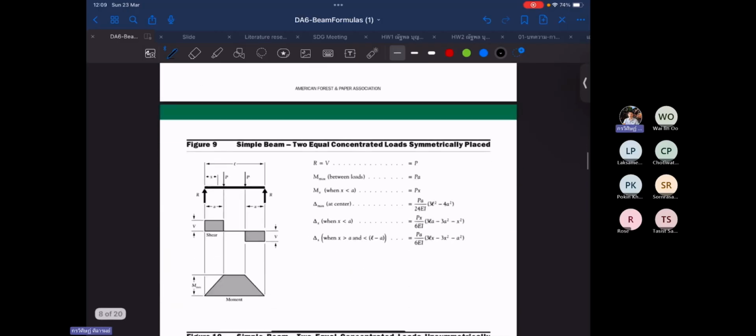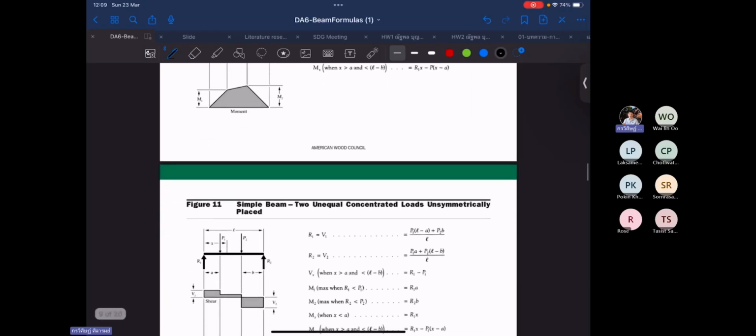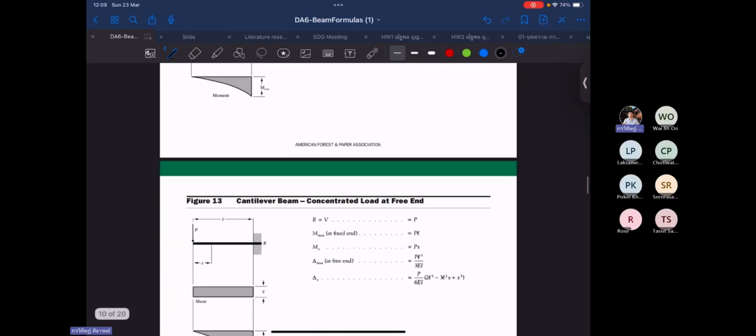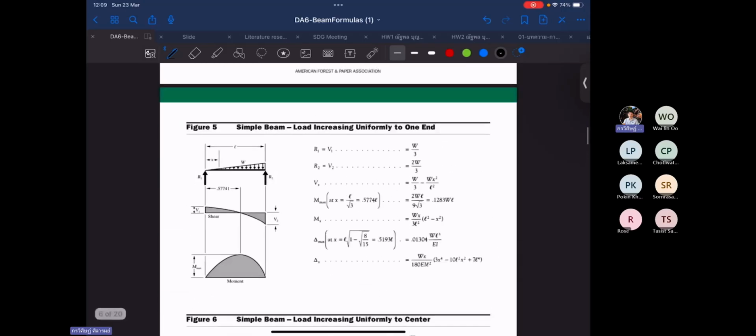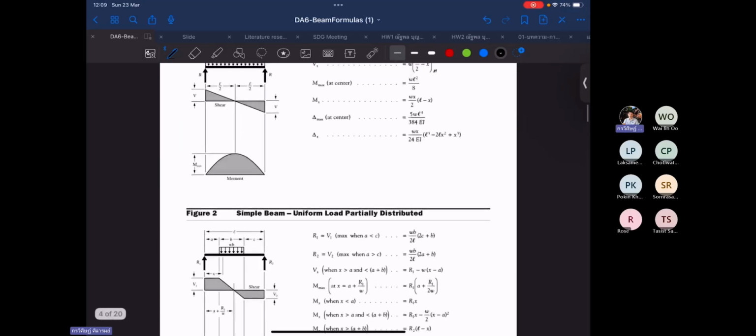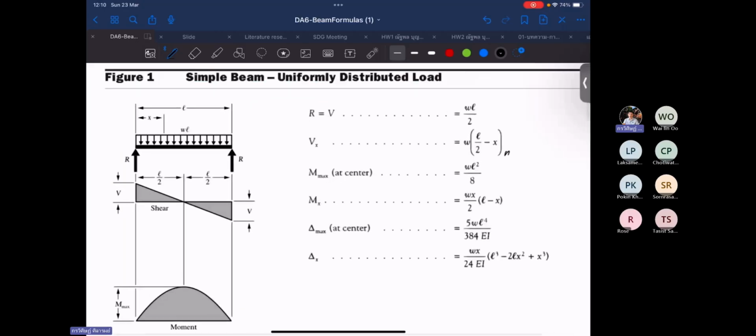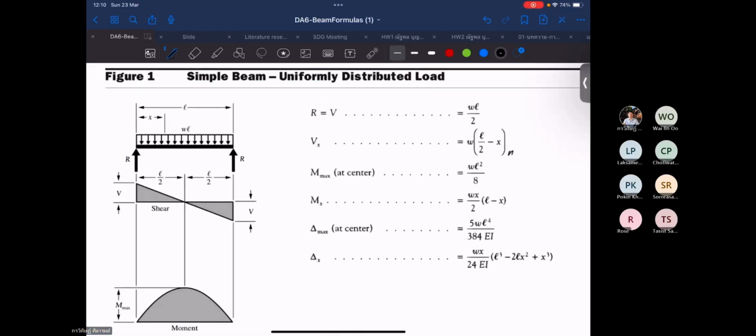I introduced you to the table so it can help you analyze structures more easily. Okay, like this. And for this one, I recommend you memorize just this one. This one we use very often.